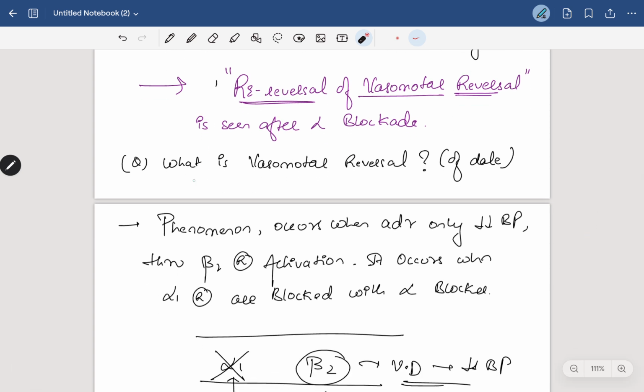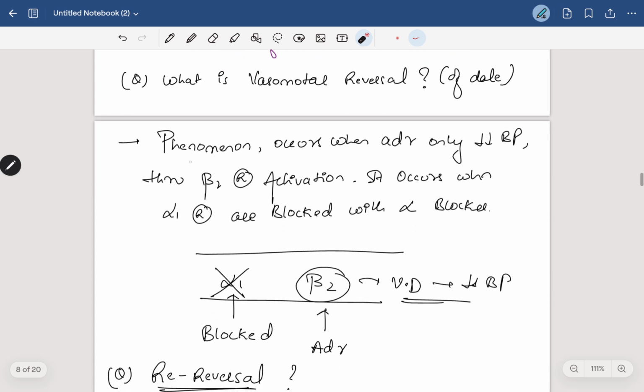First of all, what is vasomotor reversal? It is also known as vasomotor reversal of Dale. So what is vasomotor reversal? It is a phenomenon that occurs when adrenaline only decreases BP through beta 2 receptor activation. Usually, what does adrenaline do?